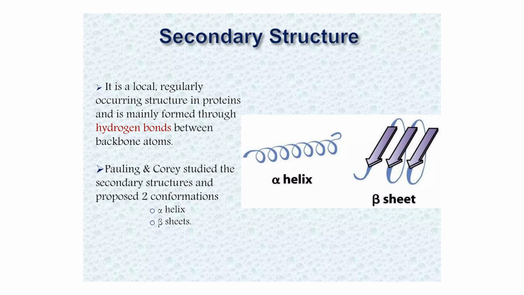This is the secondary structure of protein showing the alpha helical and beta pleated sheet. The beta pleated sheet is shown in the parallel direction, the N terminal and the C terminal of the adjacent polypeptide chains are in the same direction. It is a local, regularly occurring structure in proteins. So, we can see the hydrogen bond formation in the alpha helical and beta pleated sheet.